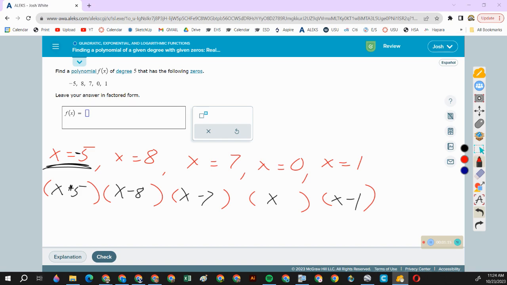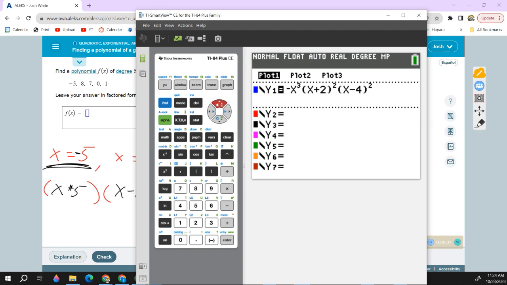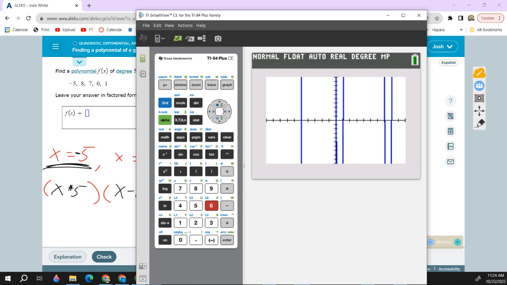If I were to graph that, oh, hold on. Turn this off. All right, so if I did x plus 5, sorry, x minus 8, x minus 7, x, and x minus 1, and I were to graph that, it's going to look really, really steep because I'm multiplying many, many numbers together.